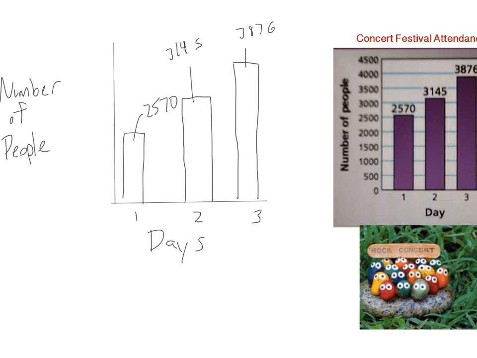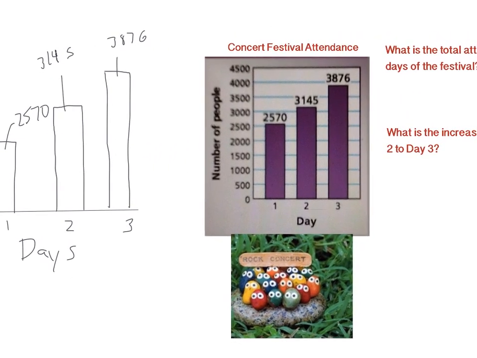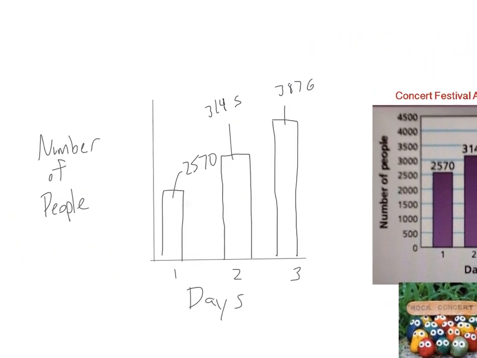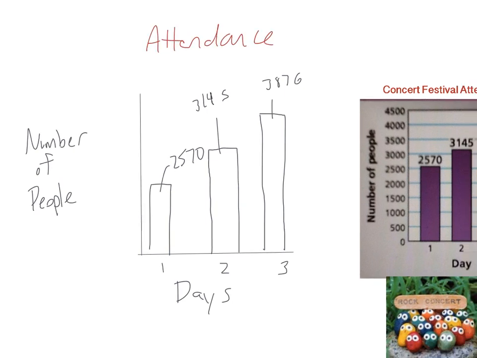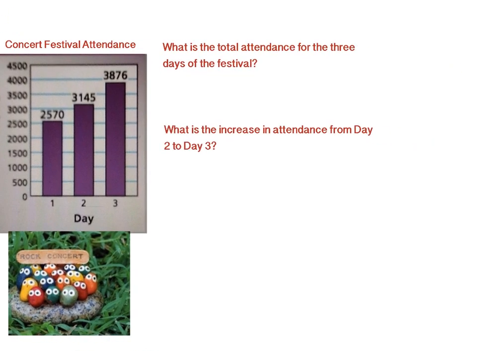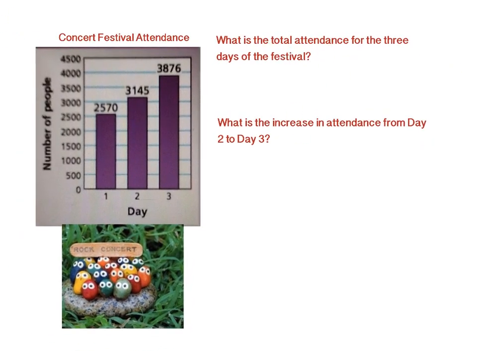Alright, so just like that, I've copied the critical information from there over to here, except one thing, the title. We'll just call it attendance, okay? Concert attendance, if you want. So there we go. That's just a quick shorthand way to copy that graph. So anyway, let's go ahead and copy our questions, and then we'll answer them.